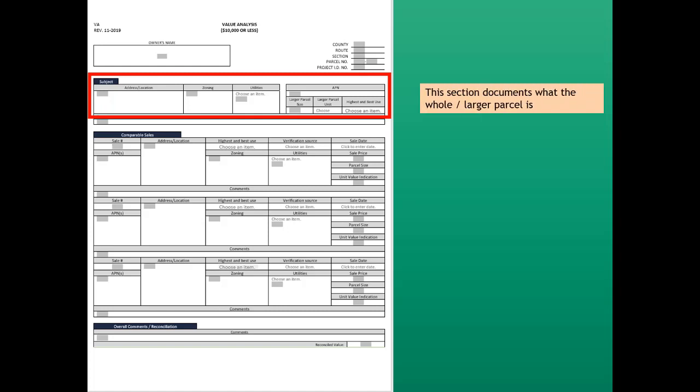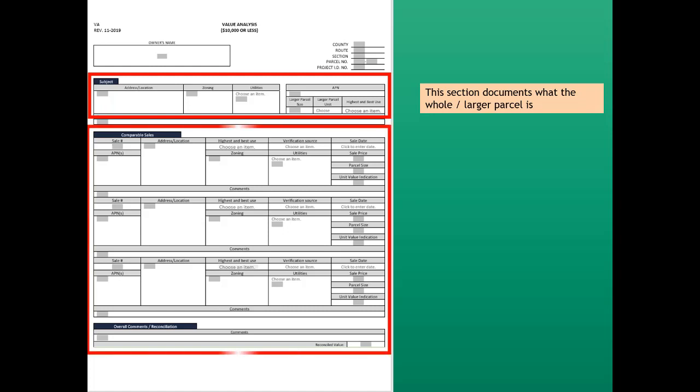The next slide is going to show the actual value analysis form. And here's page 1 of that form. The first red outline box is the section that documents the whole property, which is going to be the same as the larger parcel, at least in most situations.